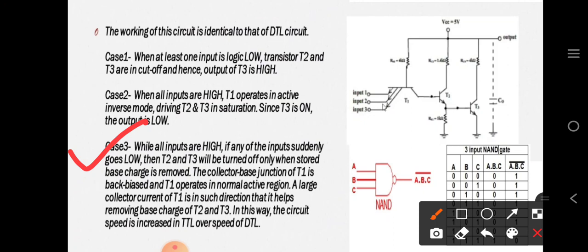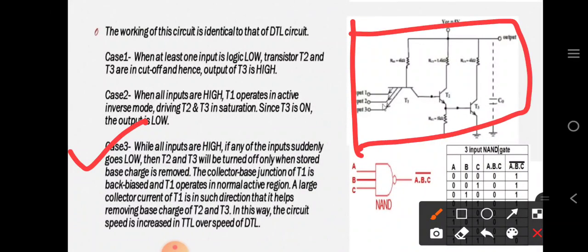So if you are asked a question on TTL, then you should remember this circuit diagram. This is very important. Then you have to draw this truth table and you have to explain each and every case, how the output changes according to the input. So this is all about the TTL.